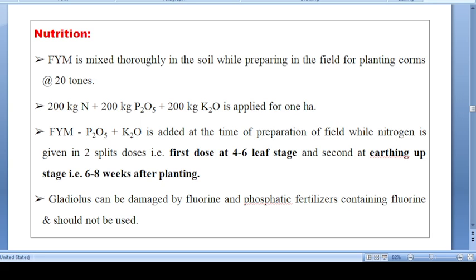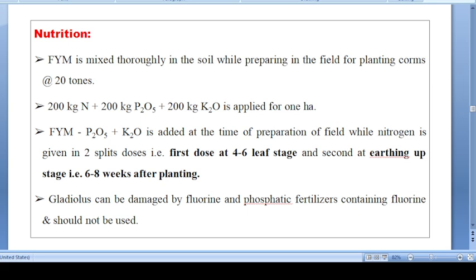So here in both tuberose and gladiolus we have to do one important intercultural operation, that is earthing up. Normally, 6 to 8 weeks after planting we have to do this, covering the base portion with the soil, like mannu heru hakudu. We have to do that, otherwise there is a chance of lodging. That's why earthing up is a very important operation in gladiolus as well as in tuberose.